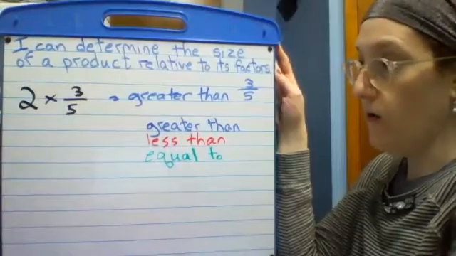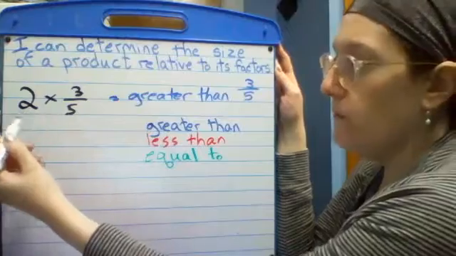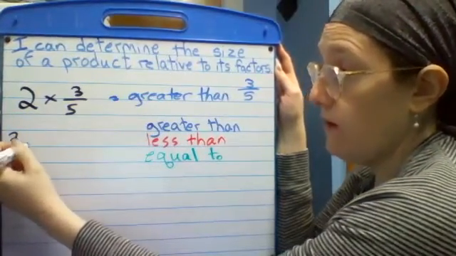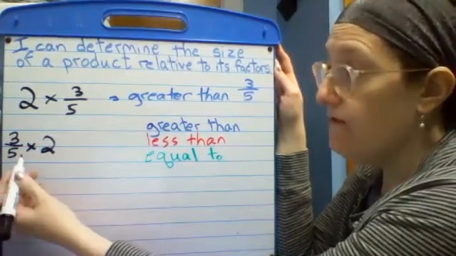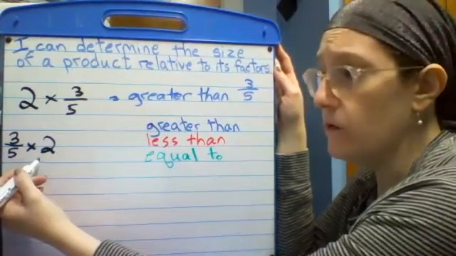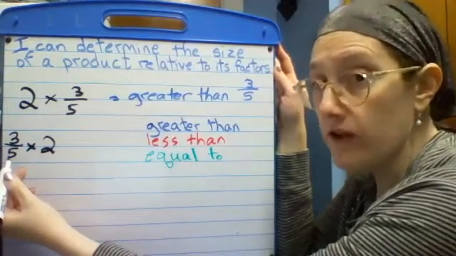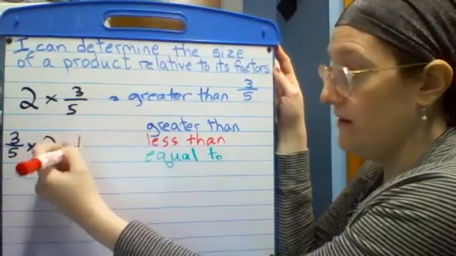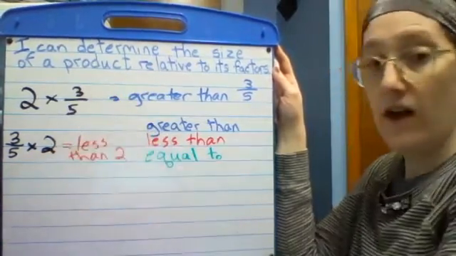So let's think about the other way. What if I'm thinking about the 2? Will the product be greater than, less than, or equal to 2? Sometimes it's hard to think about it this way. We can turn it around because the commutative property says we can change the order of multiplication and not change its value. If I have 3/5 of 2, again, let's think, if it was 1 times 2, it would be 2. It would be equal. But 3/5 is less than 1. 3/5 is a fraction. I want a fraction of 2. That's going to end up being less than 2.